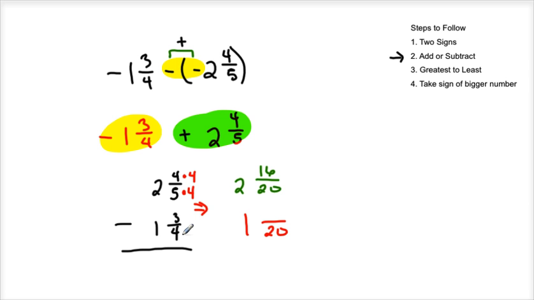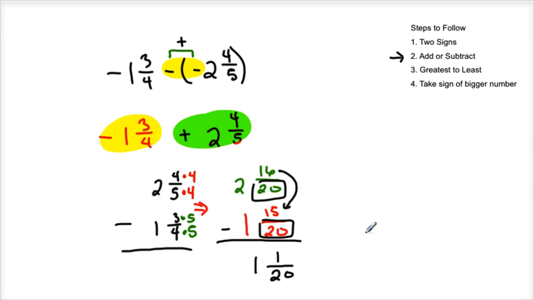And then here, 4 times what is 20? Well, 4 times 5 is 20. 3 times 5, multiplying both numerator and denominator by 5. And here I get 3 times 5 is 15. And I'm subtracting these two numbers. Keep your denominator, okay, so that doesn't change. So something over 20. Fractions first, 16 minus 15, I get 1. And then your whole numbers, 2 minus 1, 1.